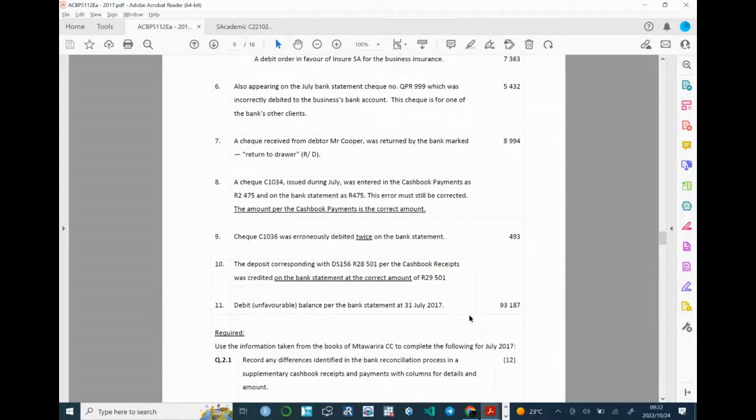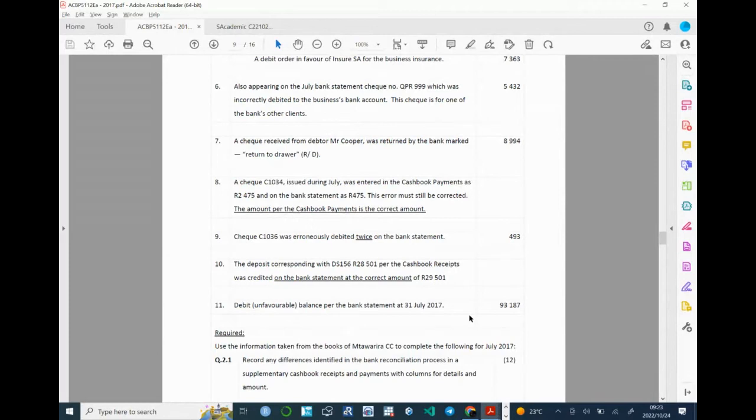Okay. Number 8, the check C1034 issued during July was entered in the cash payments as 2,475 and on the bank statement as 475. The error must still be corrected. The amount per the cash payments journal is the correct amount. So in other words, we recorded it correctly, the bank did not record it correctly. Now fortunately, we can quickly do this calculation in our minds. The difference between these two amounts is 2,000. So what are we going to do with that 2,000? We're going to put it in the bank record, all right? And it's going to be a negative amount. It's reducing what we should have, okay? Right, because this was a payment.